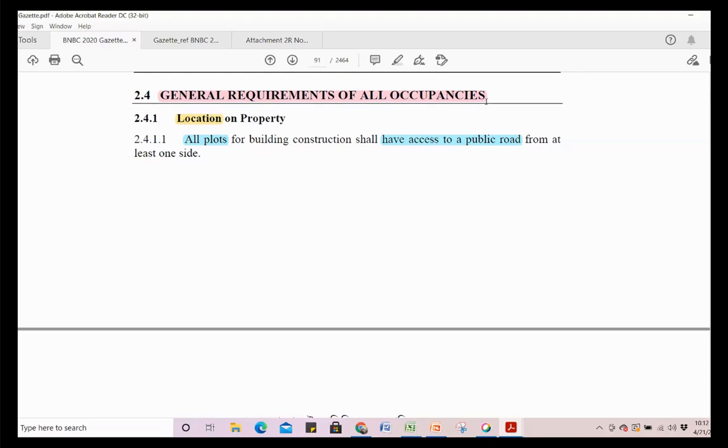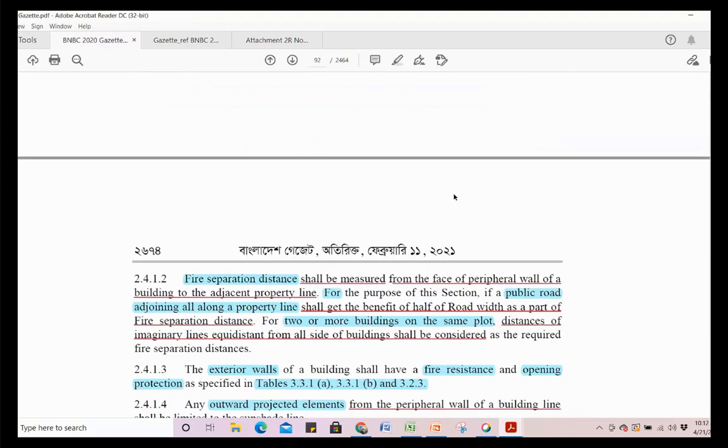As I have mentioned, specific requirements start from 2.5. 2.4 is for general requirements. So the first subtopic is location on property. What does it say? It says that all plots where the building will be constructed shall have public access, access to a public road actually. So it can be from multiple sides or from one side, but they must have access to a public road. So this is one criterion for location.